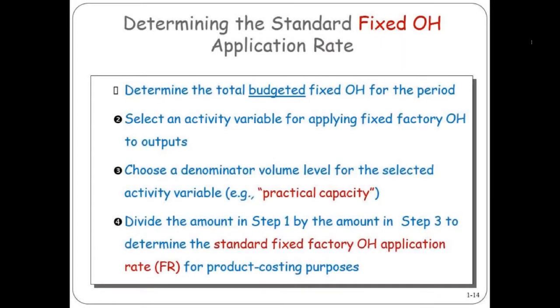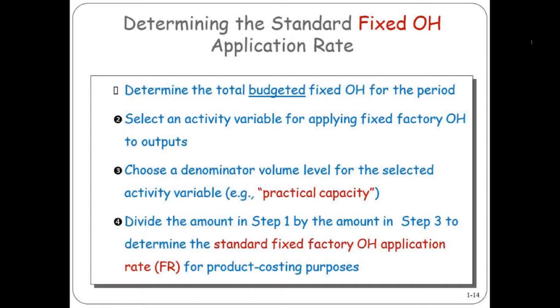We did this. First, you determine your budgeted fixed overhead for the period. What's your budget? $1 million in fixed overhead. You choose what variable to use to apply it, say direct labor. You choose the denominator level. Let's say you choose practical capacity, how much you can practically use of your direct labor.